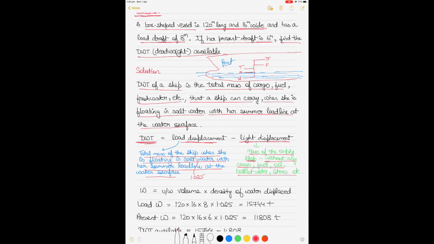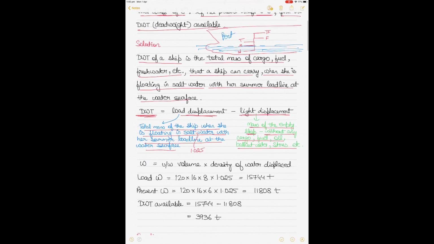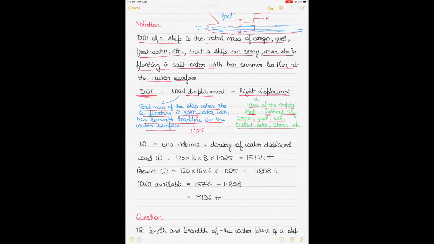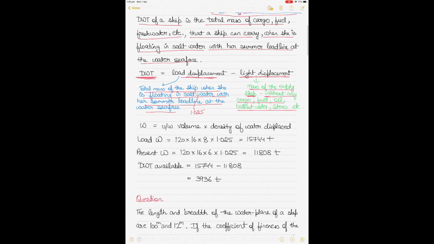So that's why dead weight then refers to the mass of the cargo, fuel, fresh water, and anything else that a ship can carry to bring her up to her submerged load line, but when she is in sea, or salt water rather, of relative density 1.025. Alright, so that's why dead weight is equal to load displacement, total mass when she is floating in salt water with a submerged load line, minus the light displacement, that is the mass of the empty ship. And then you know how much you can carry to bring her up to that level, right?